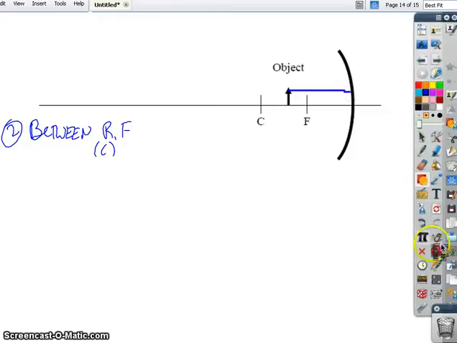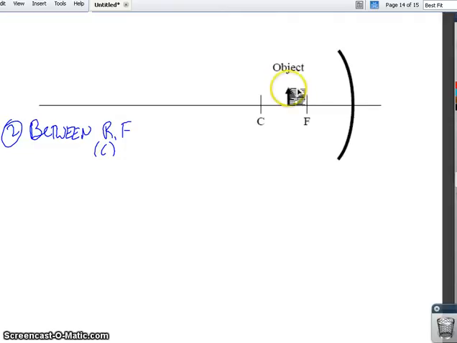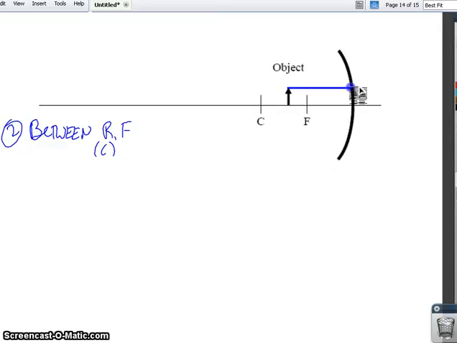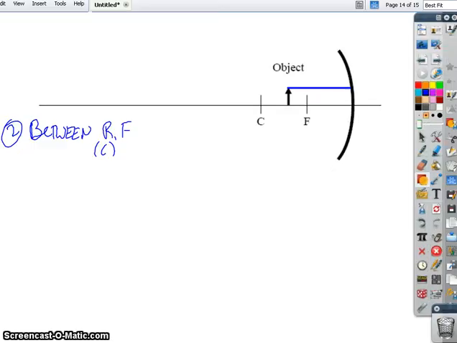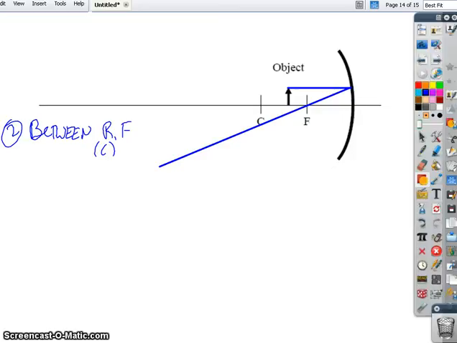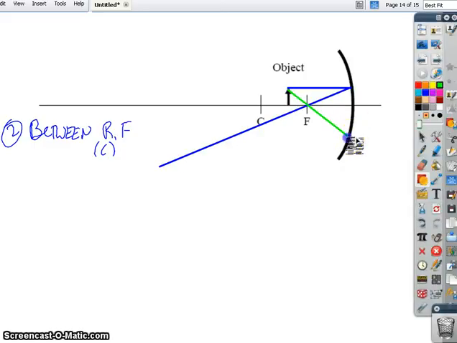Shoot. Let me fix that. Let's try this again. Parallel to the principal axis, and then it's going to come back through and reflect through the focal point. Like that. Drawing it very big for dramatic effect. Okay, our next line, I'll do green, is going to go through the focal point, and then it's going to bounce back and be parallel to the principal axis.